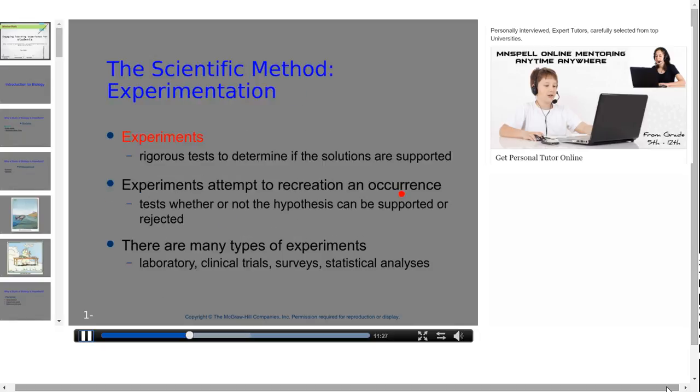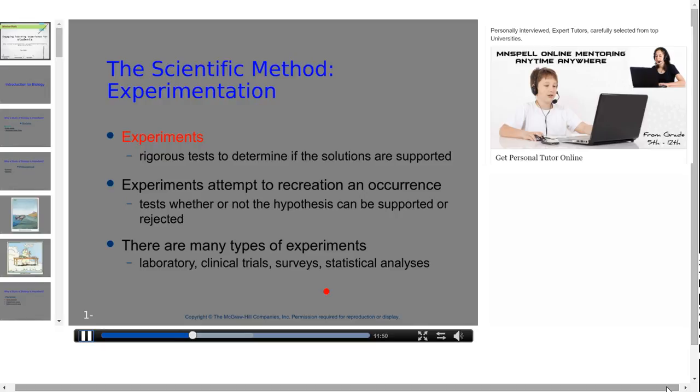An experiment is a recreation of the occurrence. The hypothesis can be supported or rejected. There are different types of experiments like laboratory trials, clinical trials, surveys, and statistical analysis. Obviously, as we all know, laboratory trials and surveys are tedious experimental sets which need to be recreated, as well as the clinical trials.